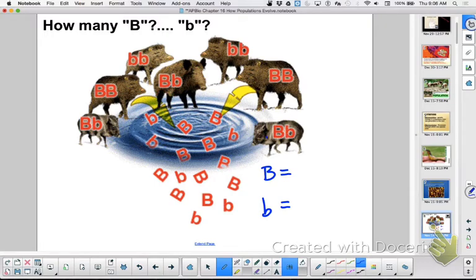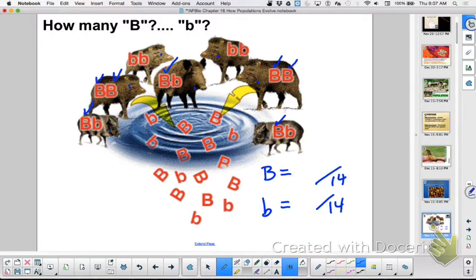Okay, so how many boars are there? 7 boars, right? So if each of them carries 2 copies of the allele, then how many alleles do we have total in our gene pool? 14, right? We each take both of our alleles, throw them in the pool. So we have 14 total alleles. How many of those 14 are big B? 7. Okay, you counted that because you said 1, 2, 3, 4, 5, 6, 7.